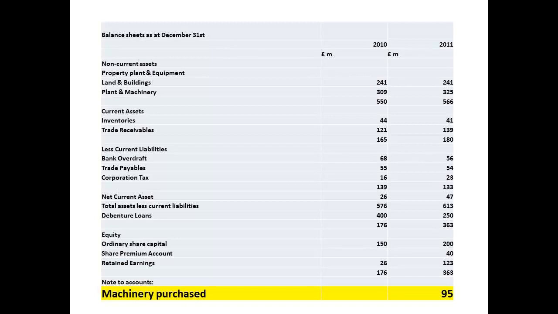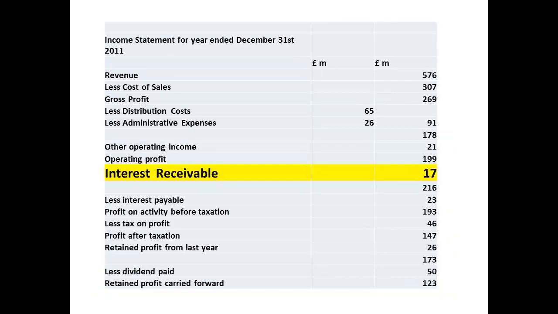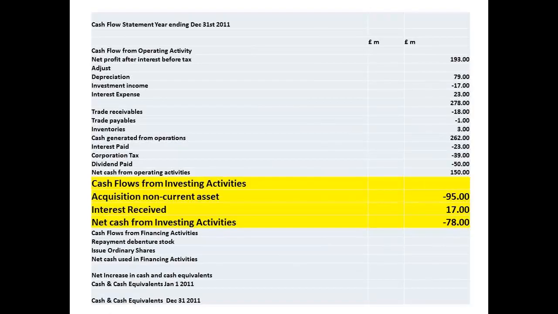The figure for the asset purchase is a note to the balance sheet. A figure of 95 million for machinery purchased. The figure for interest received is on the income statement. A figure of 17 million. The result is a net outflow of cash from investing activities of 78 million.